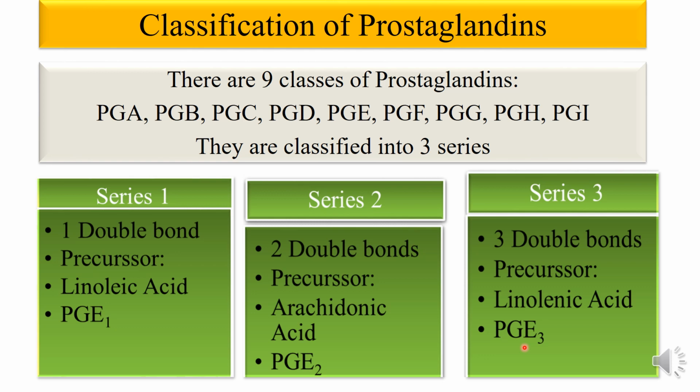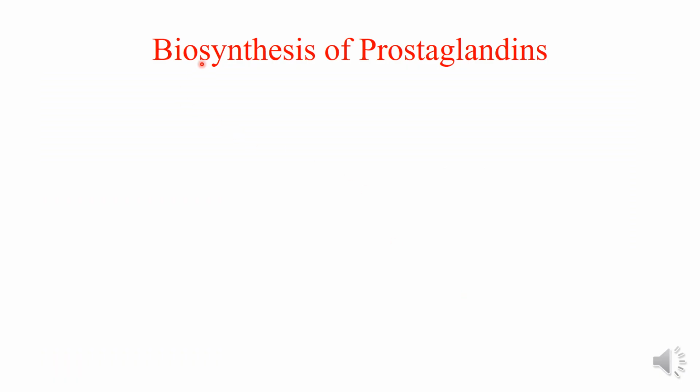So you can see that the series indicates the number of double bonds. So wherever there is PGE1, that means it has a single double bond. PGE2 means it has 2 double bonds, and PGE3 means it has 3 double bonds. So let us see the biosynthesis of prostaglandins.